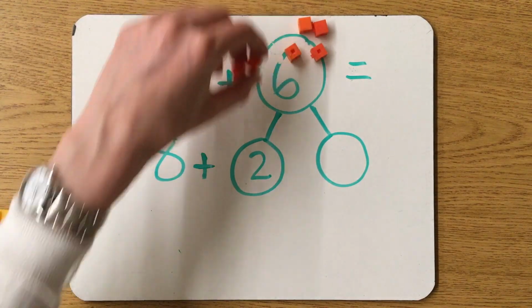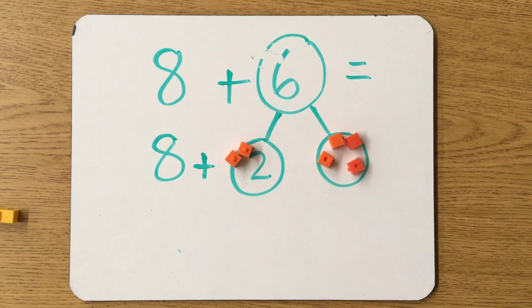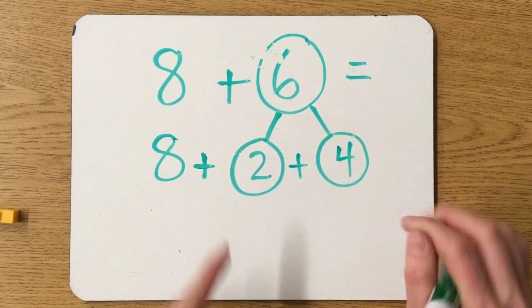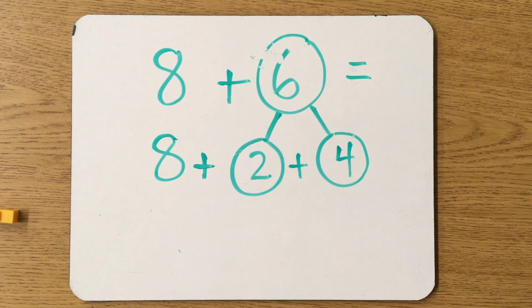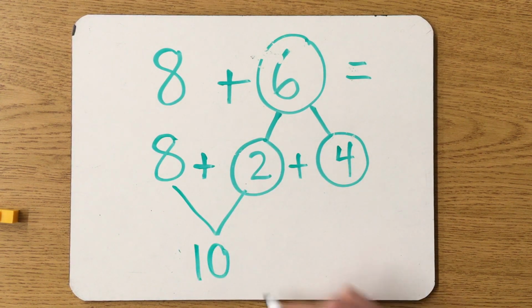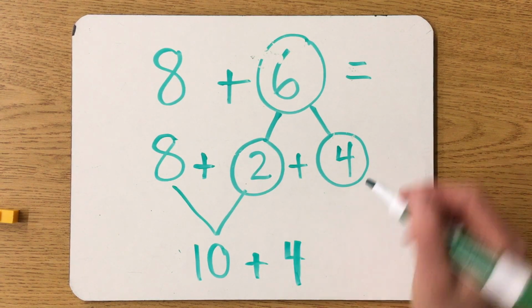I'll put 2 in this part. How many are in the other part? 4. So I still have 6. I've just written it in a different way. My new question helps me see friends of 10. Plus 4 more. 10 plus 4 equals 14.